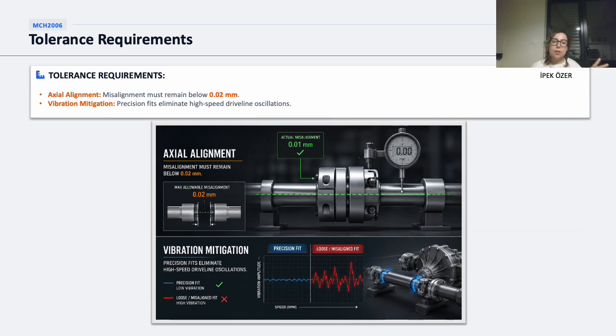And our second requirement is vibration mitigation. As you can see in the picture below, this picture shows us that precision fit maintains low vibration amplitudes.